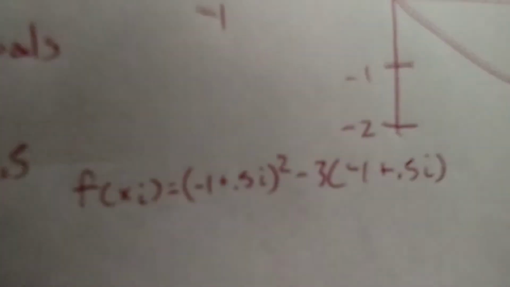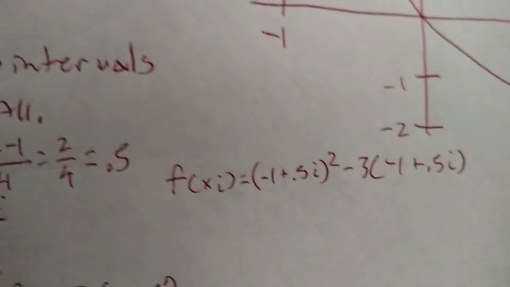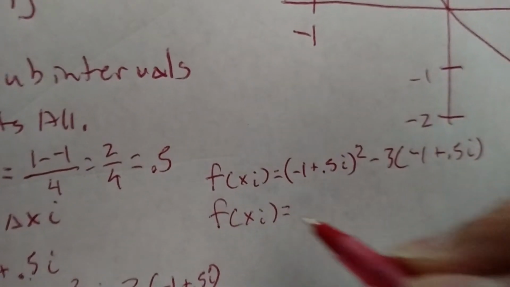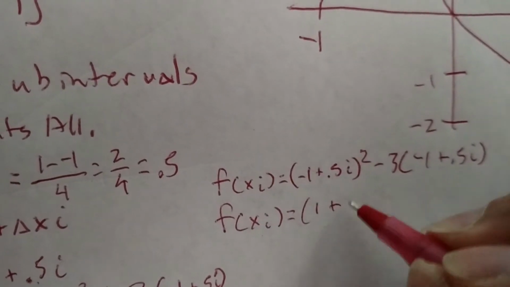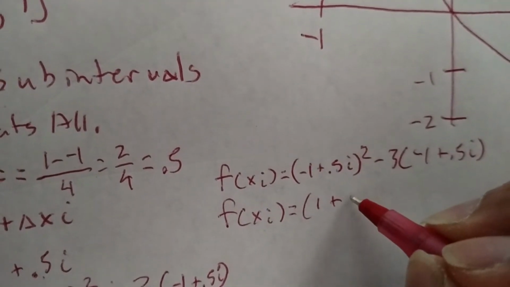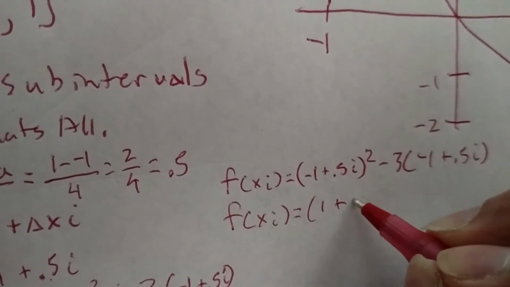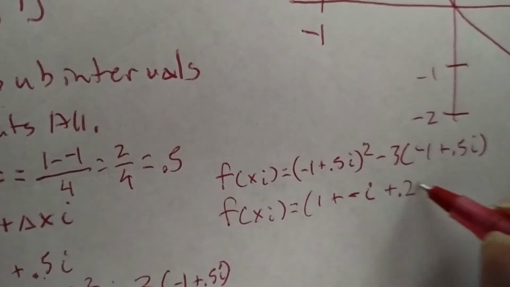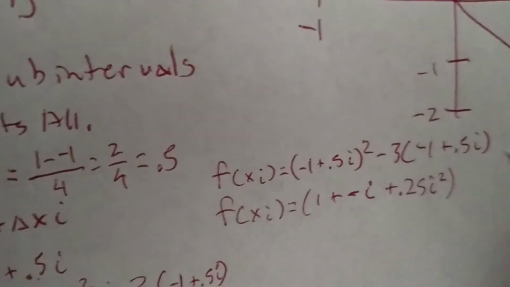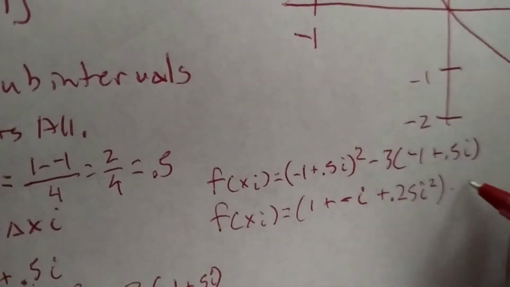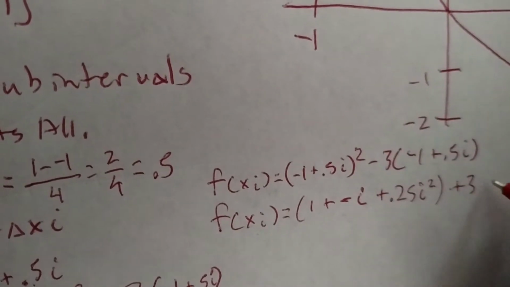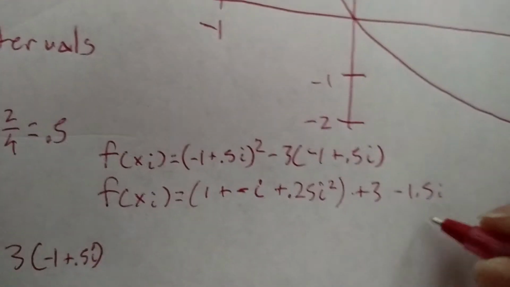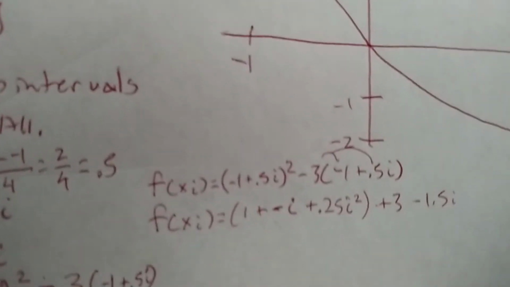You got to FOIL this out. You got to do everything to it. So I want you to beef up your algebraic skills on this. So we got to simplify it as much as possible. So that'd be positive 1 plus negative 0.5 negative I. So it's actually minus I, but that's okay. And then plus 0.25 I squared. Okay. And that'll end up being plus 3, and that multiplied minus 1.5i. Okay, well, when you distribute that, that's what you get right there. Bam, bam.